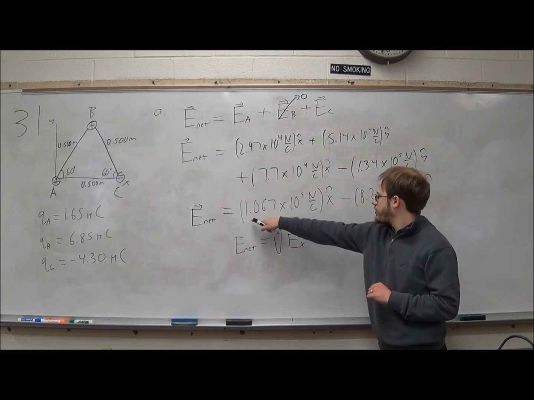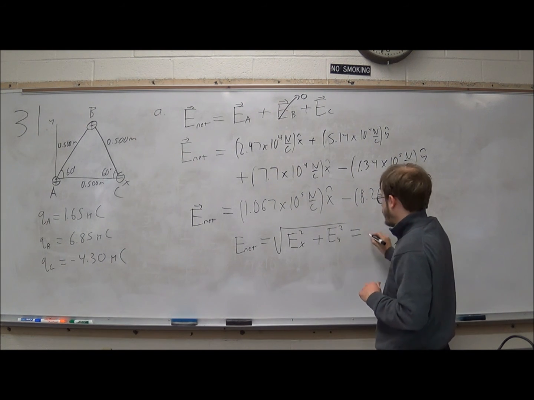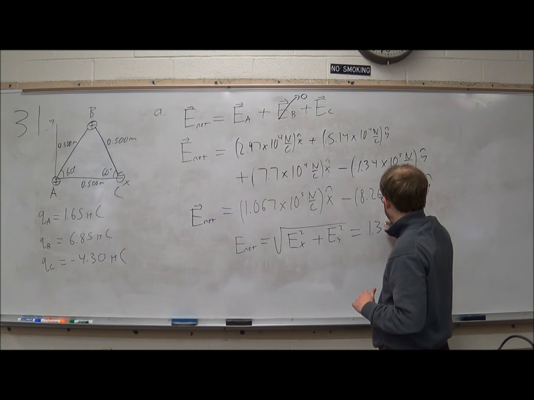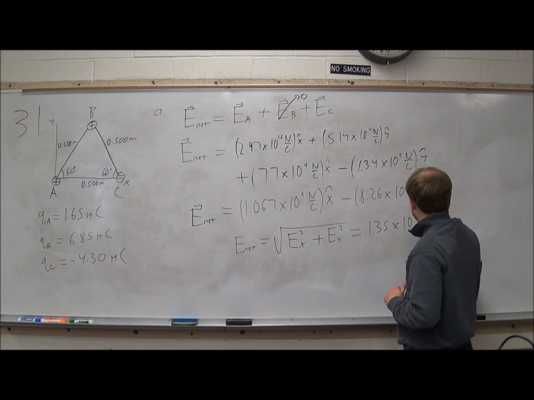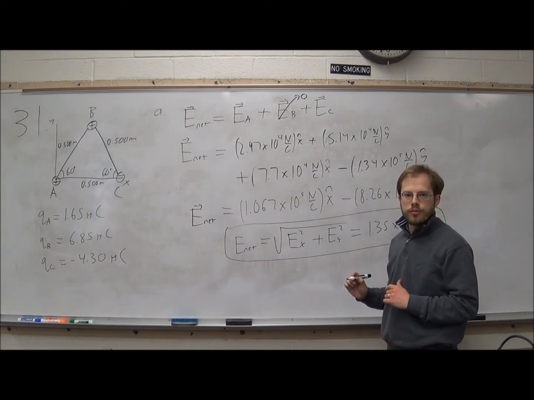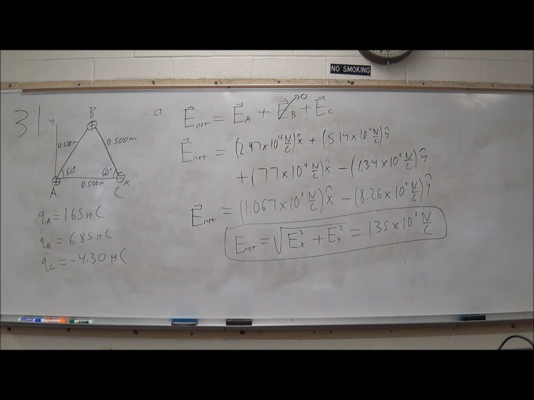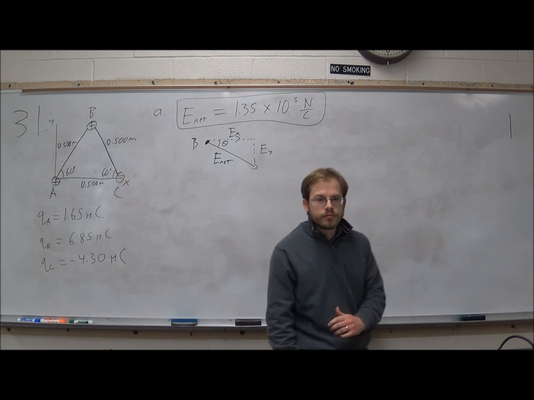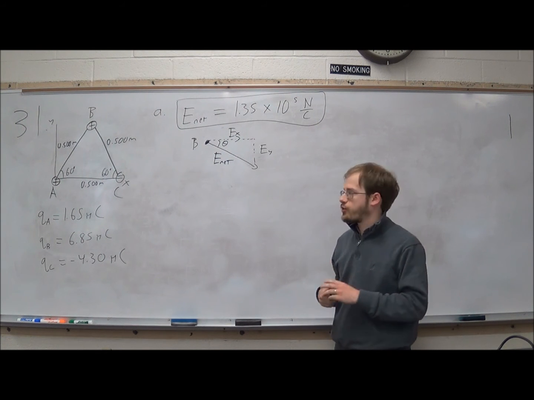So EX squared is this quantity squared. EY squared is this quantity squared. So we'll end up with E net being 1.35 times 10 to the 5th power newtons per coulomb. So this is the magnitude of our electric field. Okay, we found the electric field magnitude. Now let's solve for the direction.